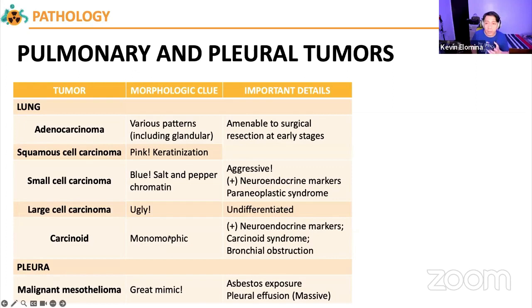Now, for your malignant mesothelioma naman, hindi na ako nag-bother i-discuss yung morphology because it can mimic a lot of things. But just remember that it's associated with your asbestos exposure. So you have to elicit that in your history. And also, your pleural, they present with massive pleural effusion. As in, pagka-drain mo after 2 liters ulit, ganon, no?